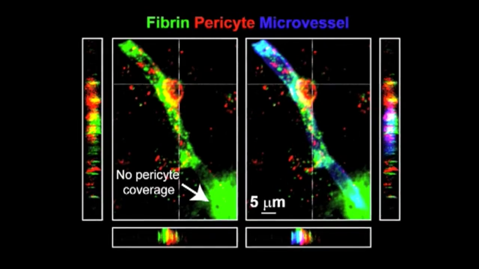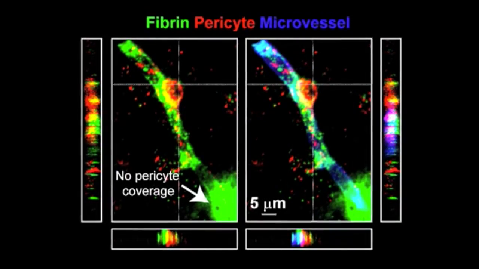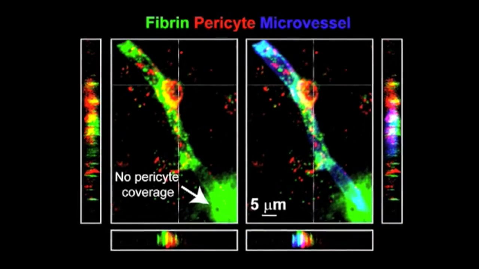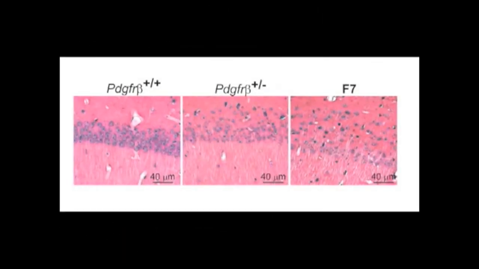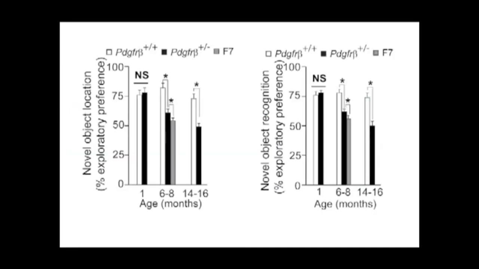To evaluate whether toxic accumulation of serum-derived proteins and hypoxia could lead to a secondary vascular-mediated neurodegeneration, we analyzed neuronal structure and function with several techniques. As seen here, Golgi-Cox histologic analysis revealed a significant progressive loss of dendritic spines in the PDGFR-beta heterozygous mice at 8 and 16 months of age. Similarly, hematoxylin and eosin staining noted significant structural abnormalities in the CA1 hippocampal subfield at the same time points. In agreement with these results, novel object location and recognition behavioral testing showed progressive age-dependent impairments.